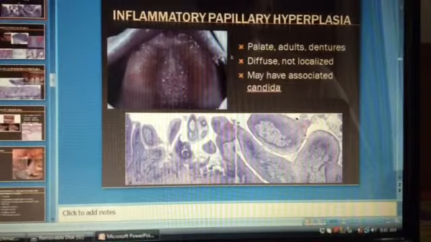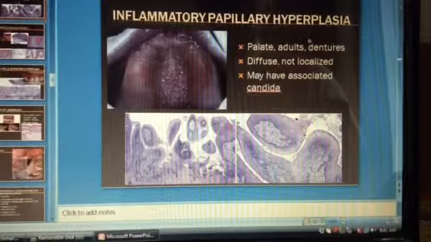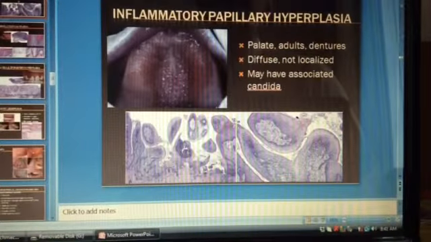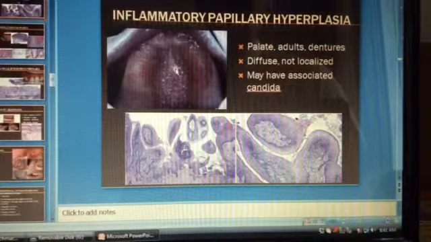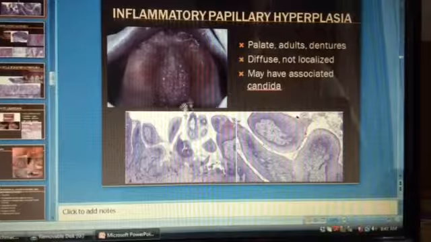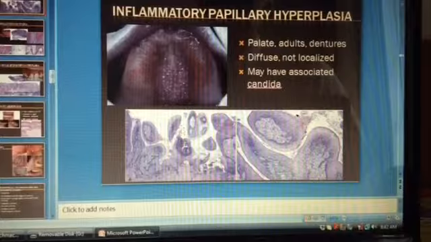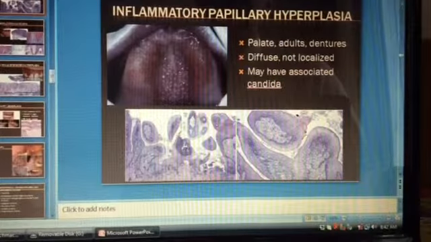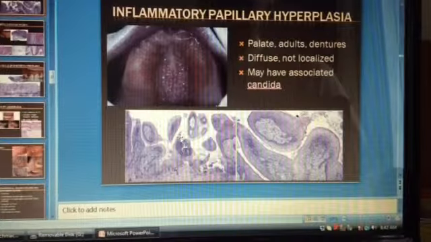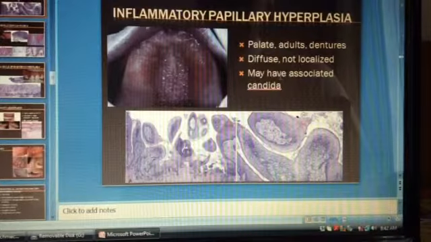Inflammatory papillary hyperplasia usually looks something like this. It occurs on the palate in adults and is often associated with dentures. It could be just called an inflamed squamous papilloma, but it is so diffuse that it is best called a papillary hyperplasia. Now sometimes there can be associated candidiasis in these that may account for the inflammation. It's probably related to the trauma and the reaction to having a denture in place that irritates the palate in this way and causes this reaction.